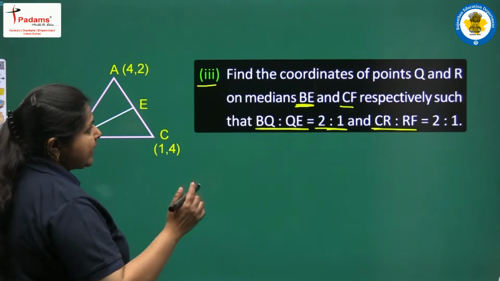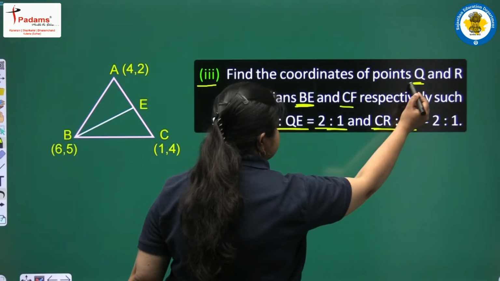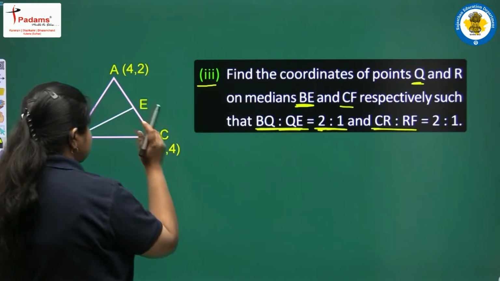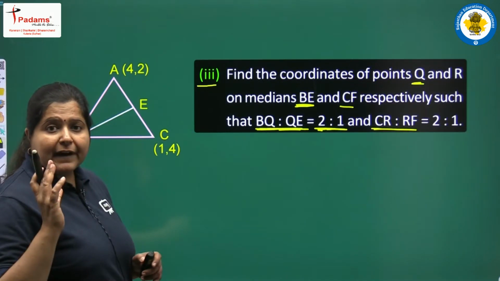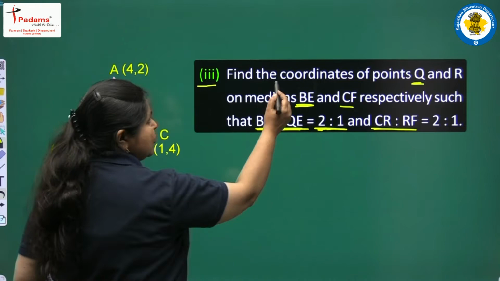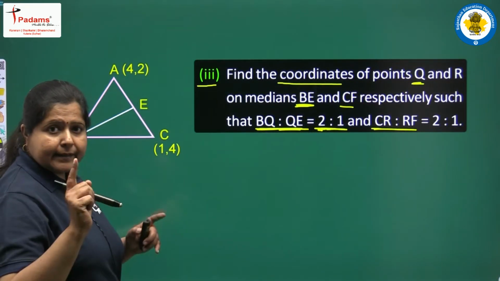फिर हमसे कहा गया है कि BE पर एक पॉइंट Q लीजिए सच दैट कि वो BQ is to QE 2:1 रेशो में ये BE को डिवाइड करेगा पॉइंट Q, और फिर हमें Q के कोऑर्डिनेट्स पता करने हैं. फाइंड द कोऑर्डिनेट्स ऑफ Q. पहले हम एक एक करके कर रहे हैं.